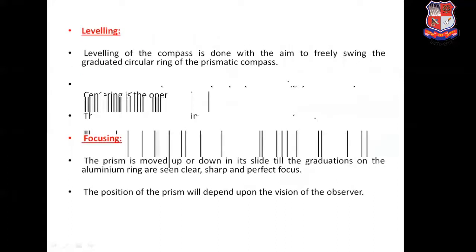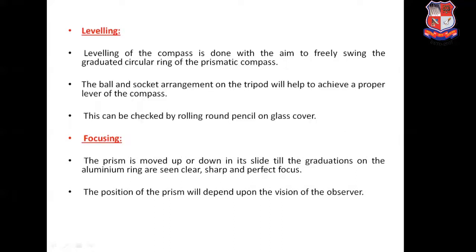Next one is leveling of the prismatic compass. Leveling of the prismatic compass is done with the aim to freely swing the graduated circle or graduated ring of the prismatic compass so that we are able to get the perfect reading, the bearing of our survey line.